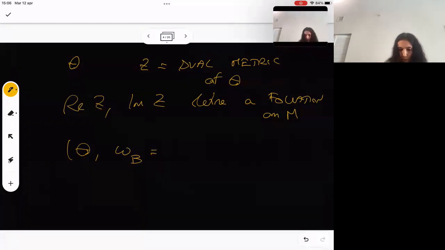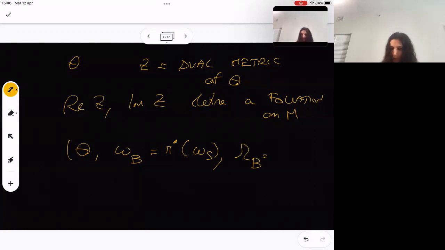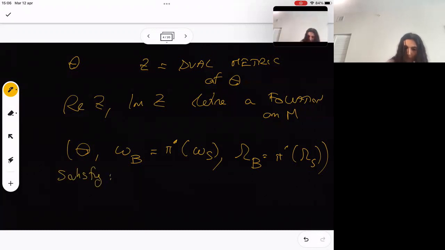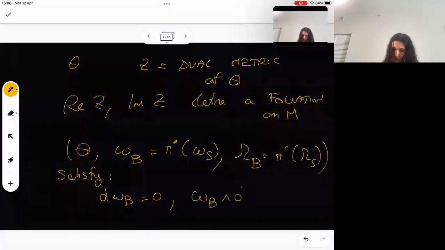One form, which is basically just a pullback of omega s. And then we will have the pullback of the 2-form, let's call it omega b, which is a pullback of the 2-form on S, on the orbit space. And this satisfies the following condition. In particular, omega b is closed, d omega b is zero. If we do omega b wedge d theta, this is also zero.